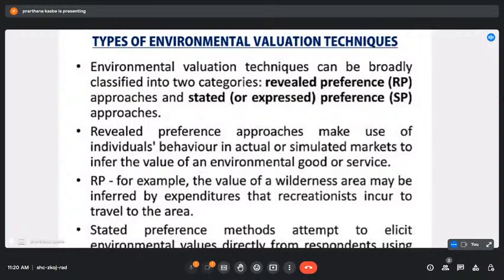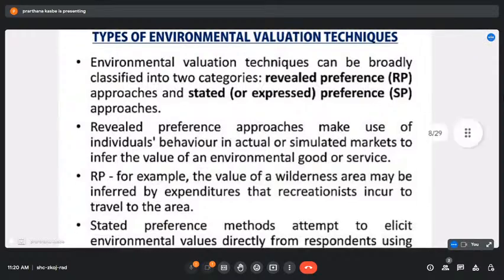Environmental valuation techniques can be broadly classified into two categories. Which are they? Revealed preference, that is RP, and the other one is stated preference, that is SP. You have to understand the RP and SP: RP for revealed preference and SP for stated preference.